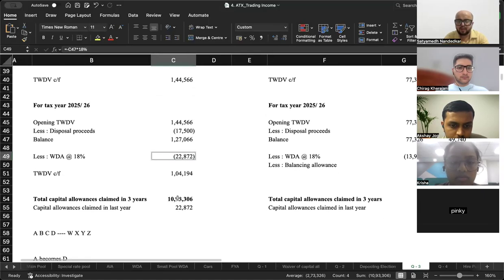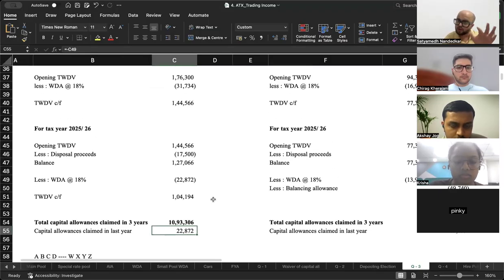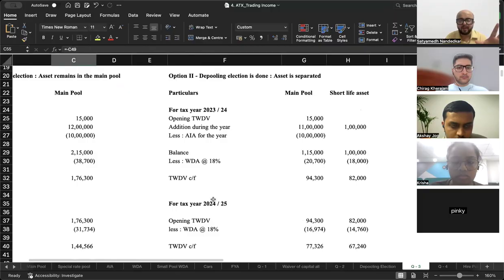टोटल कैपिटल अलाउंस इन 3 years 10 lakh, 38,700, 31,734 एंड देन 22,872. कितना? 109,306. And capital allowances in the last year are 22,872. This is when the depooling election is not made, the asset is very much a part of the main pool.